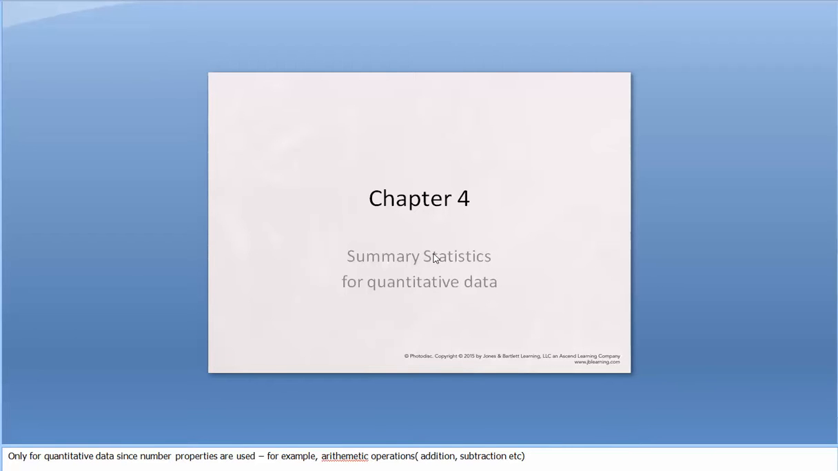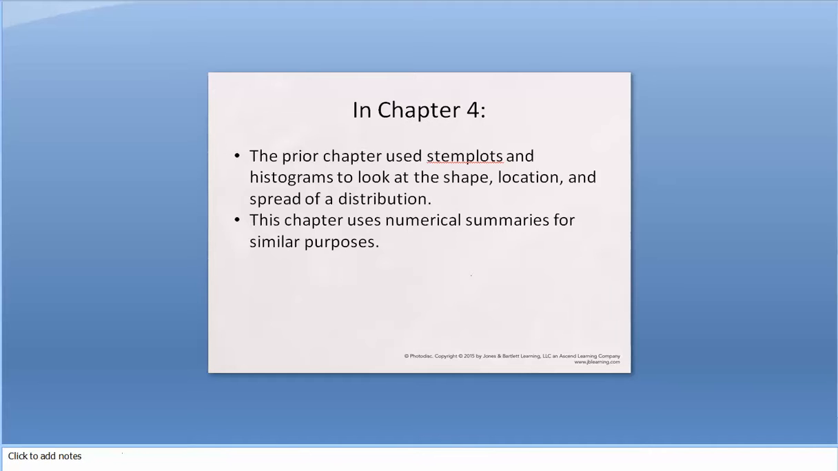So this is chapter 4 in which we study summary statistics. This is another branch of descriptive statistics, if you remember, in addition to graphical methods. Now remember, summary statistics you can do only for quantitative data, because when you calculate these summary statistics, you will be using the number properties such as addition, subtraction, all kinds of arithmetic operations. Let me see, there is a typo here. Okay, so summary statistics are valid only for quantitative data. Okay, all right. So let's go to the next slide.